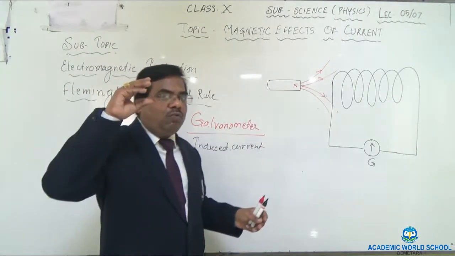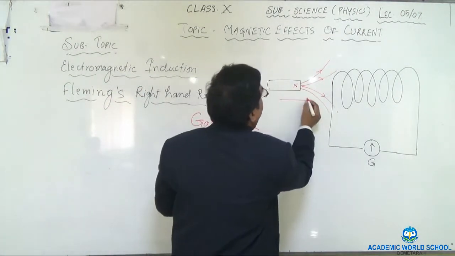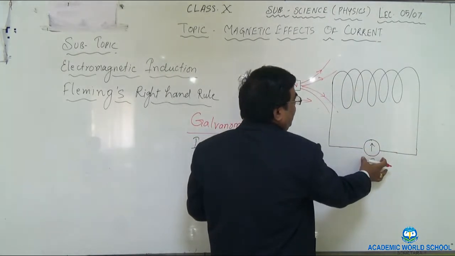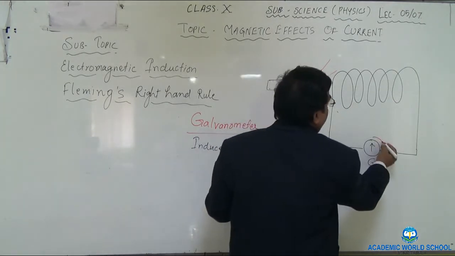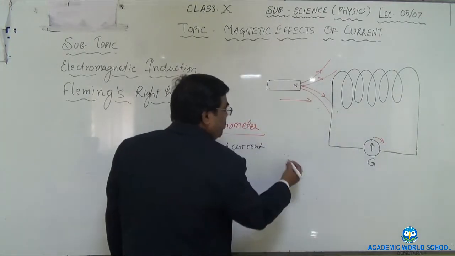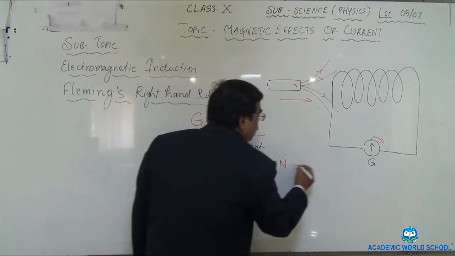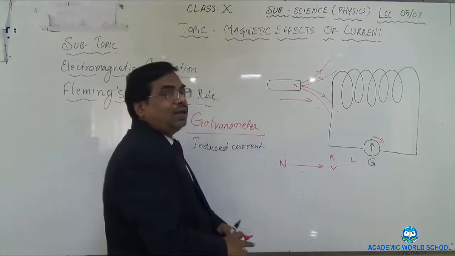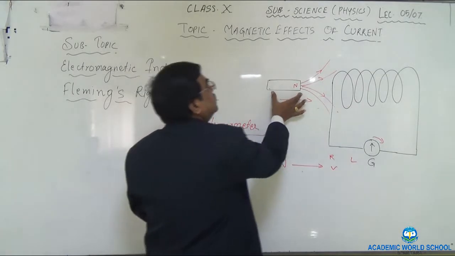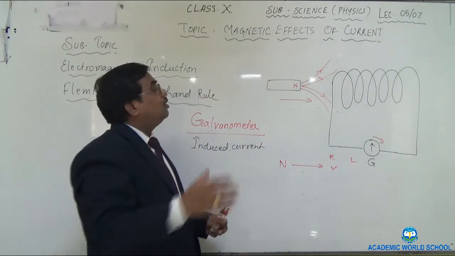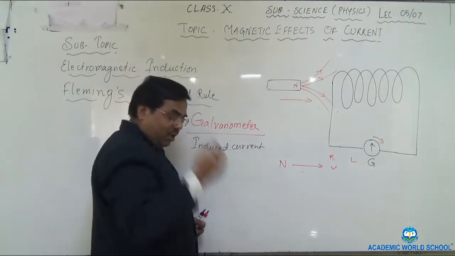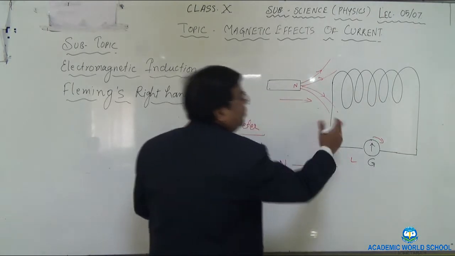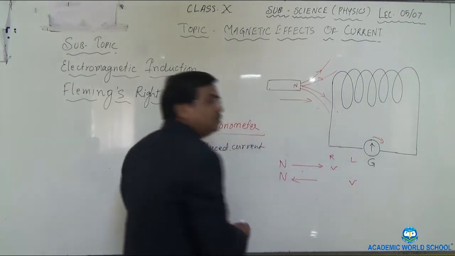Here, when the North Pole comes towards the coil, a current is produced, and let us say the galvanometer shows deflection on one side, say right. So I will draw one table. North pole approaching: right hand side. Then if the north pole of the magnet is brought away, in that case the deflection will be just opposite, on the left side.